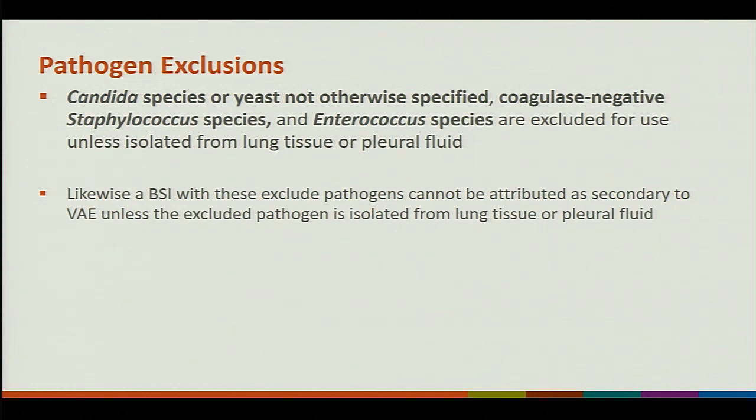Includes Candida species or yeast not otherwise specified, coag-negative staph, and Enterococcus species when identified from sputum, endotracheal aspirates, bronchoalveolar lavage, or protected specimen brushing. When Candida species or yeast, coag-negative staph or Enterococcus are identified from lung tissue or pleural fluid, these organisms may be reported as PVAP in certain circumstances. Additionally, as mentioned earlier, community-associated fungal pathogens are excluded.